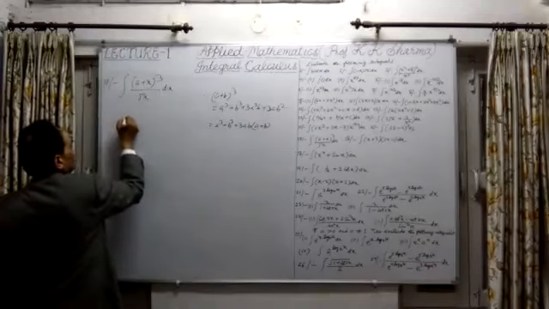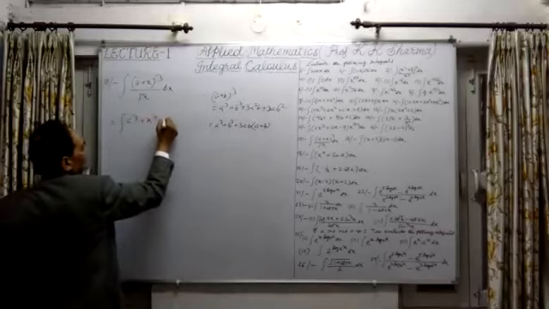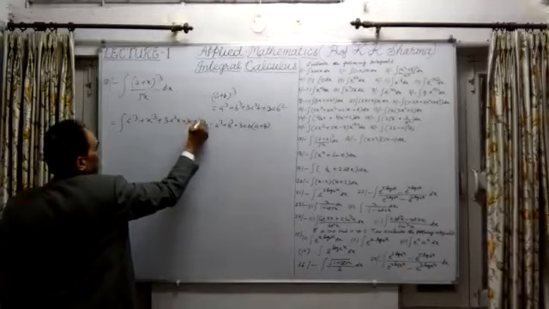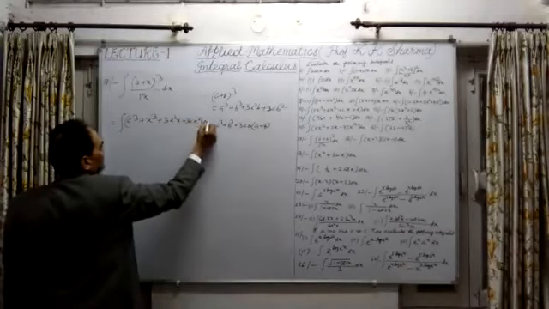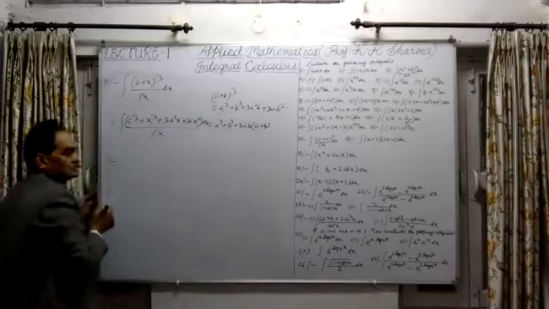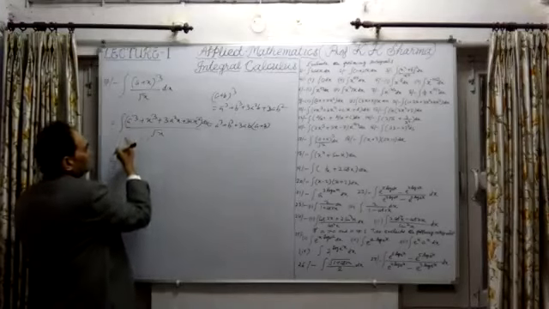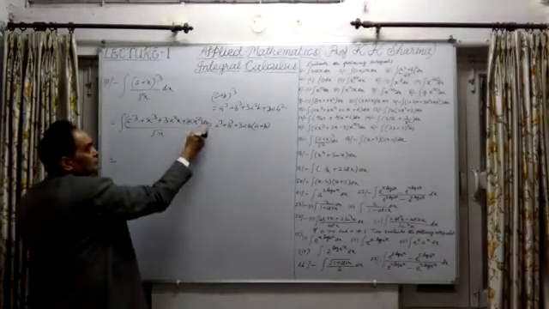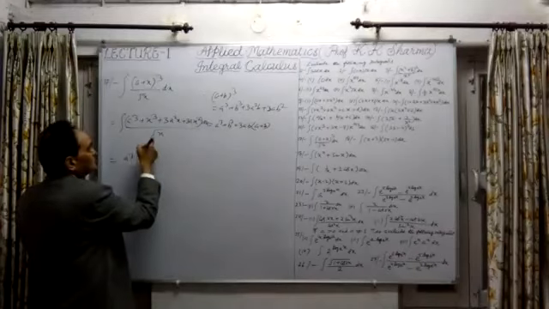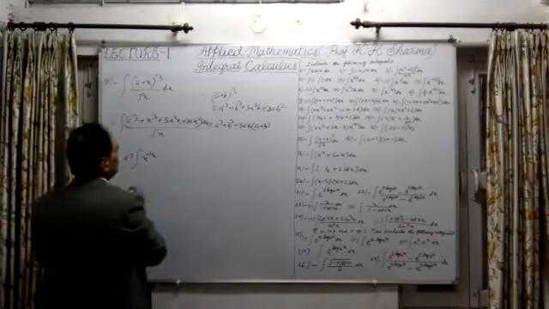Similarly, we can write it by opening the whole cube of a plus x. This will be a cube plus x cube plus 3 into a square into x plus 3 into a x square, into dx upon under root x. That means x raised to the power half is in the denominator. Now if I divide each term by x raised to the power half, first is the constant a cube. When we are integrating with respect to x, a will be considered as a constant. So a cube can be written outside the integral sign. Under root x in the denominator will come in the numerator with a negative sign, minus half power.